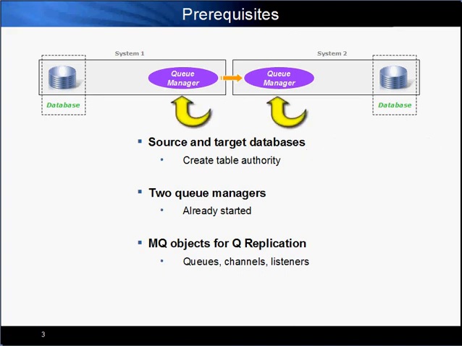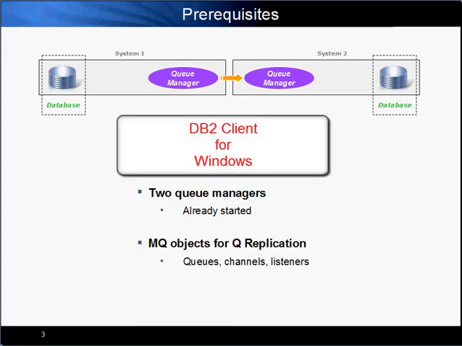Next, we need two Q managers up and running. The Q managers are part of what we'll be verifying. Then, of course, the most important thing is that we need to have created all of our MQ objects for Q Replication within these two Q managers. You'll also need the DB2 client tools for Windows. That's because we'll be doing the verification through a DB2 user interface called the Replication Center.